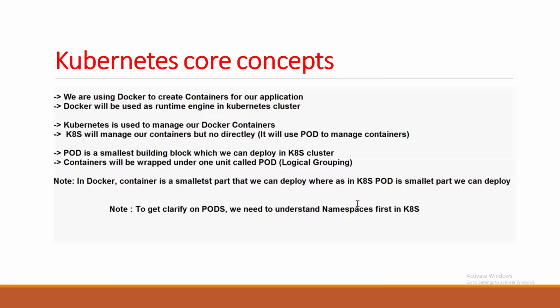So what is it, guys? A pod is the smallest building block which we can deploy in a Kubernetes cluster. Containers will be wrapped under one unit called a pod. So the pod is the smallest building block which we can deploy in the Kubernetes cluster, and containers are wrapped under the unit called a pod.